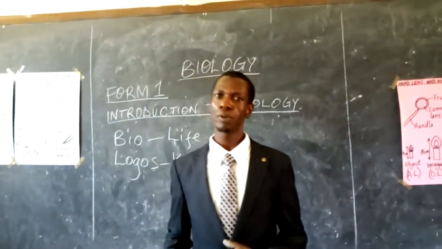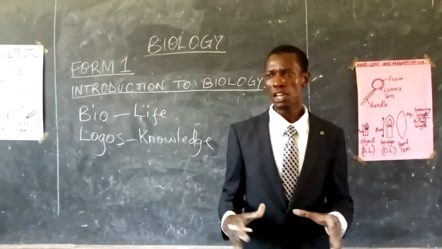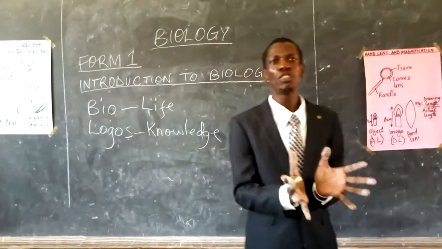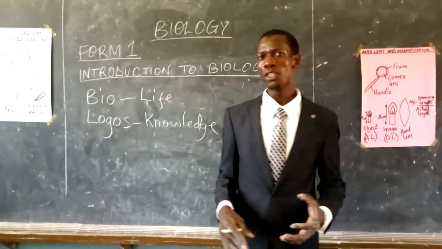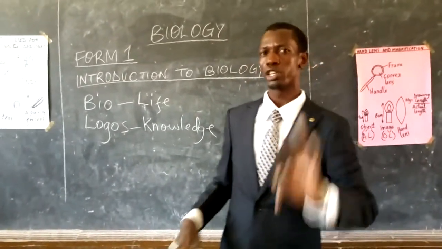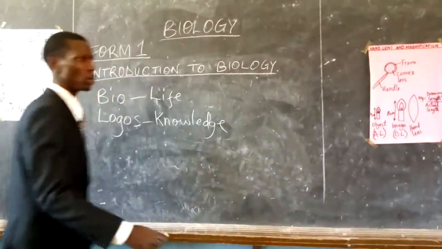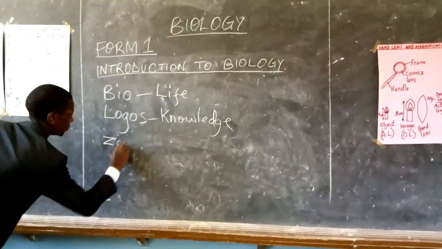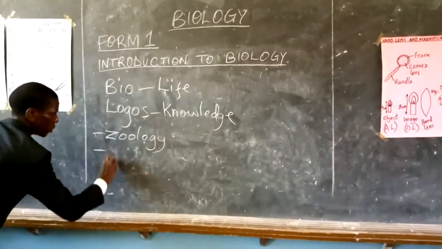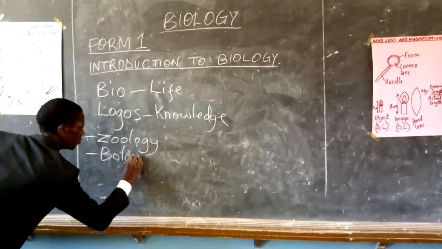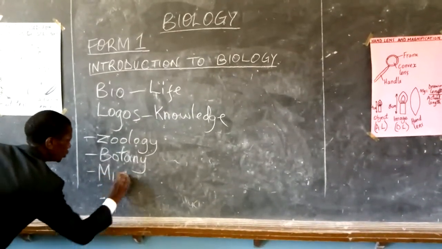Biology is defined as the branch of science that deals with the study of living organisms. The living organisms are so many on the surface of the earth, including the atmospheric space. And therefore, these branches are divided into three major categories. Those three main branches of biology include zoology. The second one is botany. And the last one is microbiology.